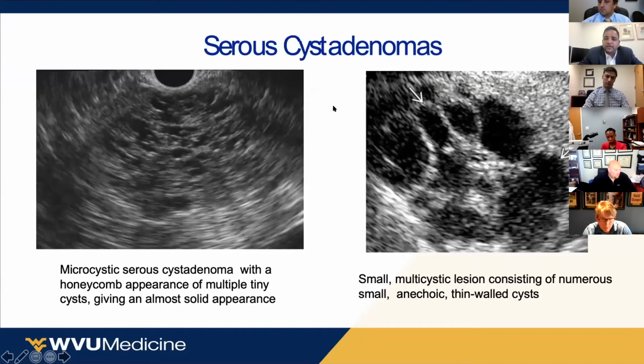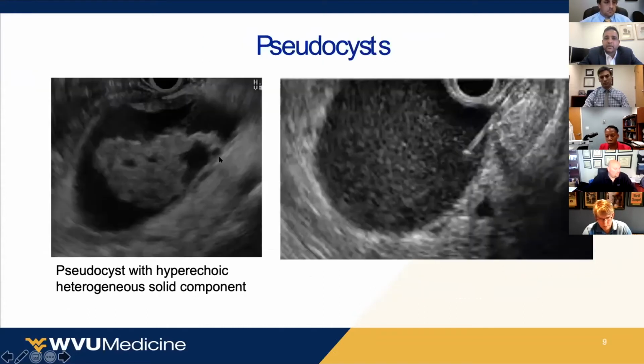Serous cystadenomas are easy to diagnose on imaging. They have specific EUS characteristics. This is a microcystic serous cystadenoma with a honeycomb appearance. There are multiple tiny cysts that give an almost solid appearance. There you can see anechoic cysts. These are thin-walled, multiple small cysts consistent with a serous cystadenoma. Pseudocyst, Dr. Thakkar is going to go into detail, but we can examine a pseudocyst and drain it with the use of an EUS.